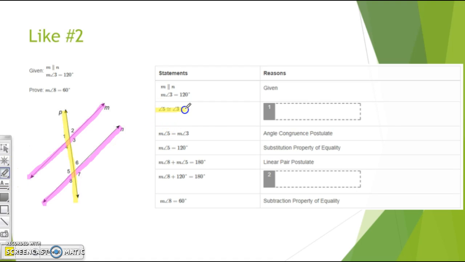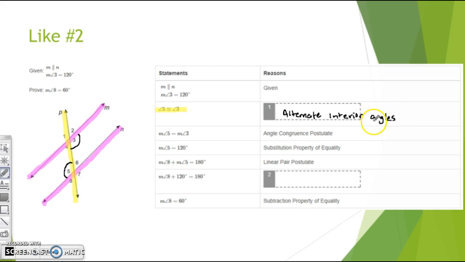And then this part right here, they tell us angle 5 is congruent to angle 3. Well, let's look at angle 5 and angle 3. Here's angle 3, and here's angle 5. How do we know that those two angles are congruent? What kind of relationship do they have? Well, they are on opposite sides of the transversal, so we call that alternate. Opposite sides of the transversal. And they are inside the parallel lines, so we call that interior. They are alternate interior angles, and we know that alternate interior angles are congruent.